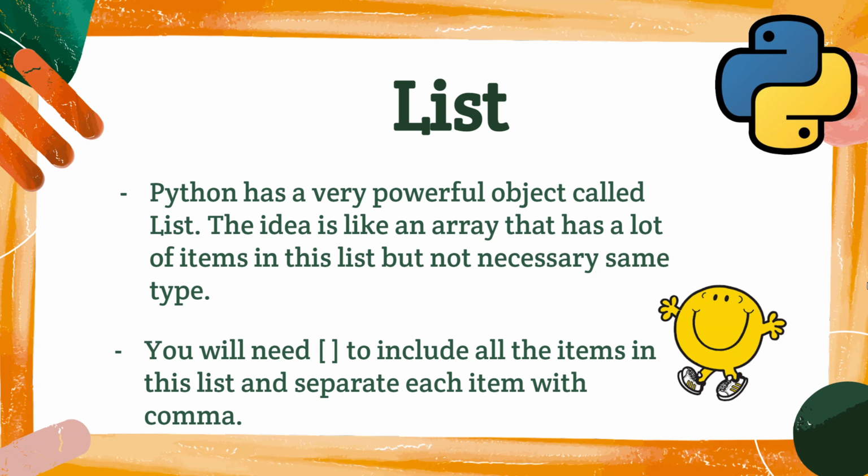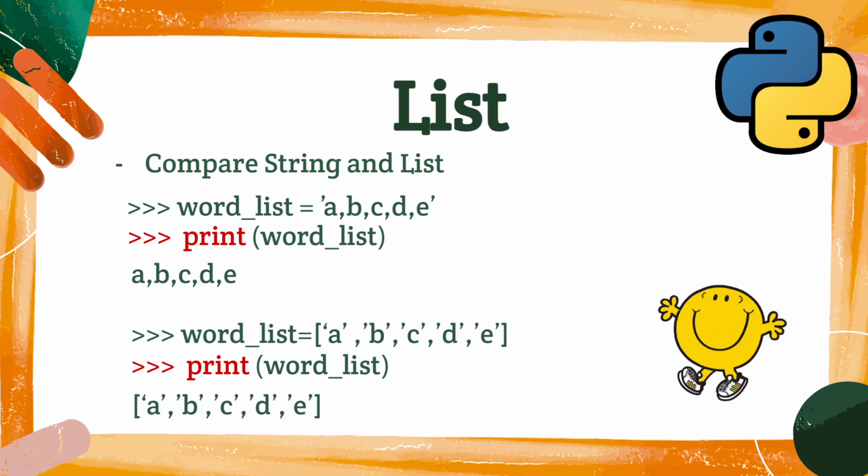Let's first take a look at a series of characters that are in string form and list form. What will they print out? As you can see, string will print out whatever is inside the quotation. But if you print out the list, it will display the square brackets.